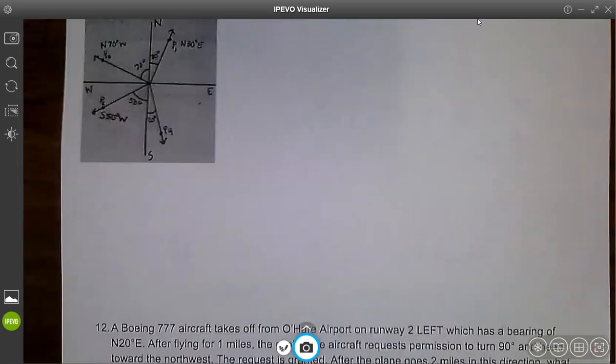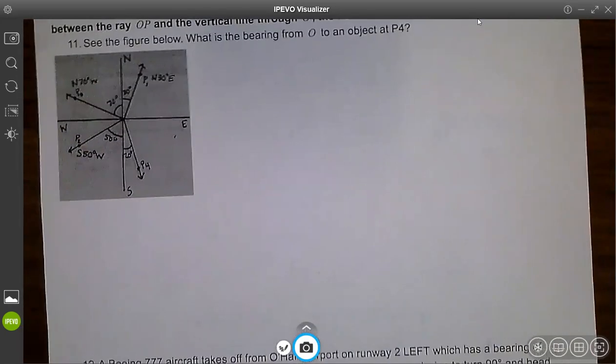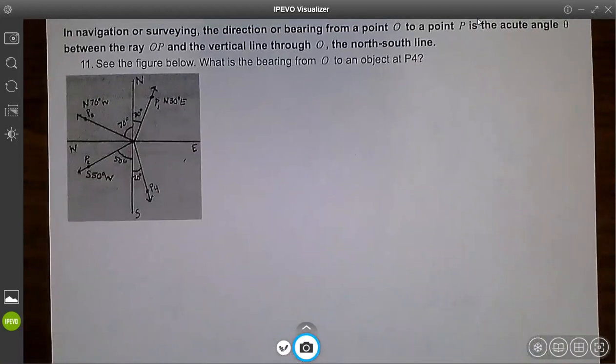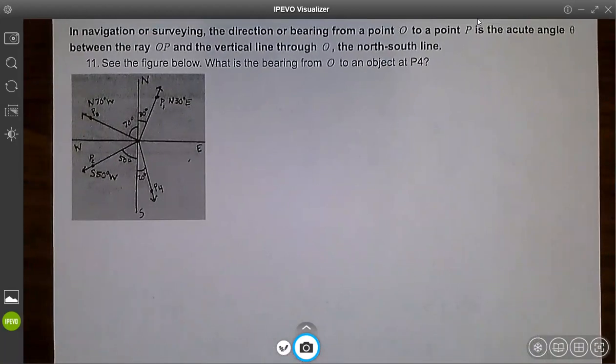Just a few more. We're going to look at some angles, some bearings, and navigation or surveying. The direction or bearing from a point O to a point P is the acute angle theta between the ray OP and the vertical line through O, the north and south line. So it's the acute angle from there to the north-south line.